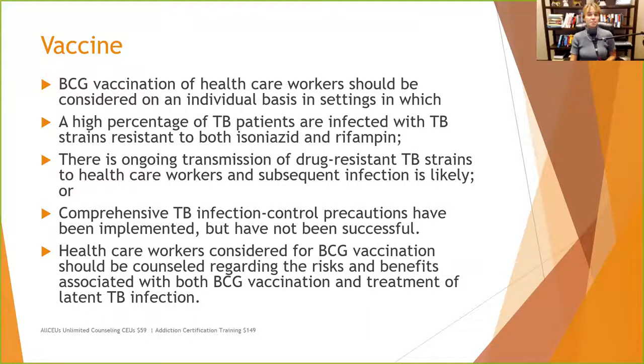If comprehensive TB infection control precautions have been implemented but haven't been successful at controlling TB in your facility, probably means there's some people in there with drug-resistant TB, but you could just have the turnover where you've got so many people coming in with TB that you just can't keep it under control. Either way, if this applies, if it's just kind of a pool of TB bacteria where you work, then definitely considering the vaccine would be something to talk about with your doctor.